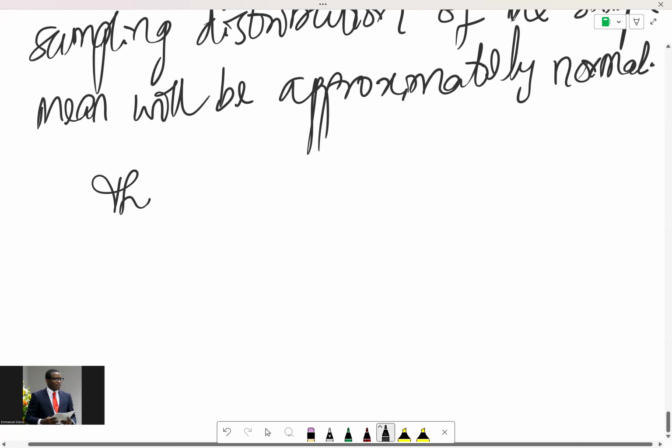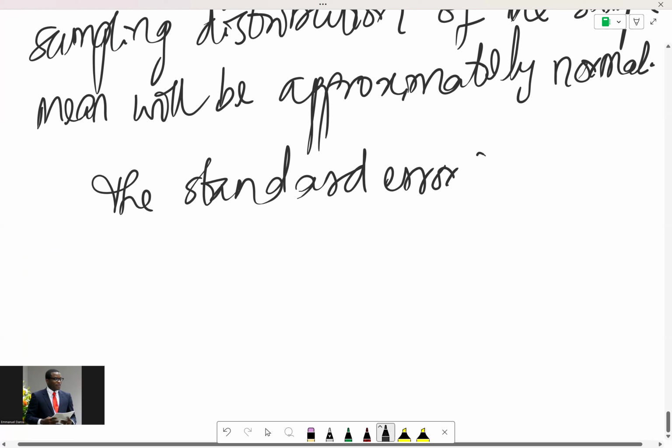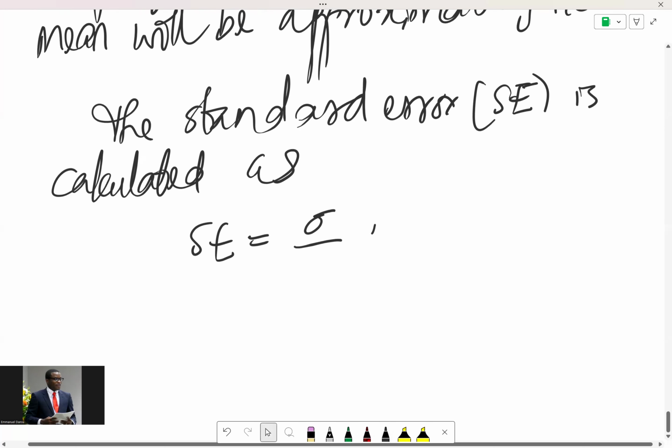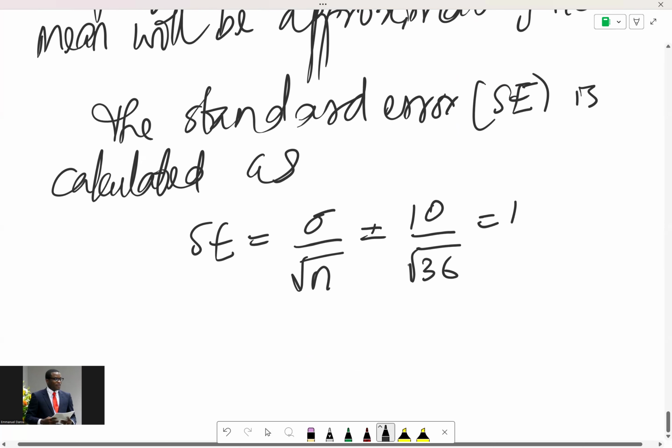So the standard error, SE. Like I said, standard deviation is for the population, standard error is for the sample. So the standard error is calculated as SE, which is standard error, equals population standard deviation divided by the square root of the sample size, which is 10 for sigma all over the square root of 36, the sample size. That is 10 over 6, and that is 1.67. Okay, that is the standard error.